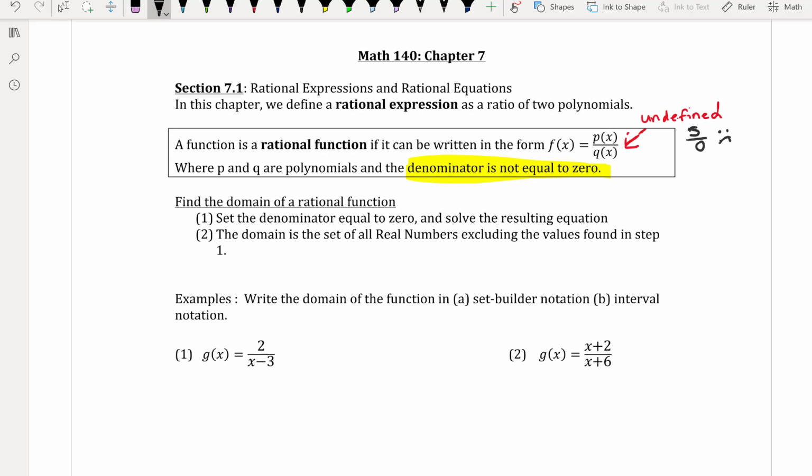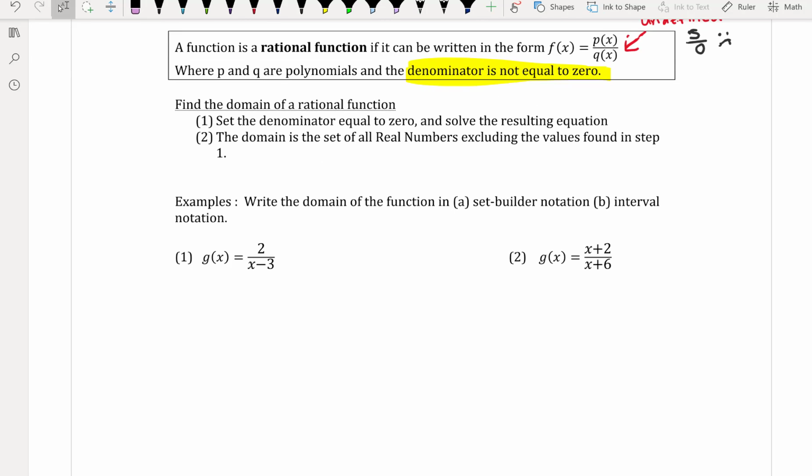Okay, so finding the domain is making sure that you find the problem points. What you want to do is find where your problem point is, and that's going to be the point where something bad happens, so you take it away. So we set the denominator equal to 0 and we solve for it, and the domain is all the real numbers except for that problem.